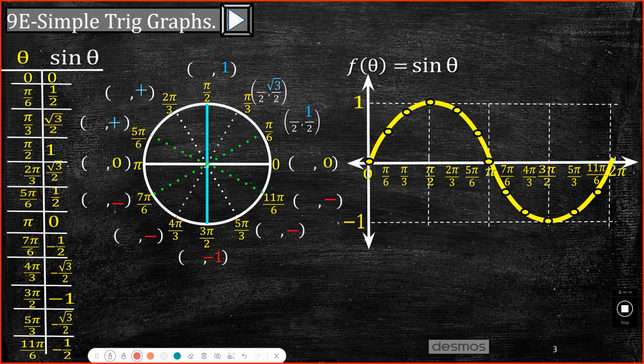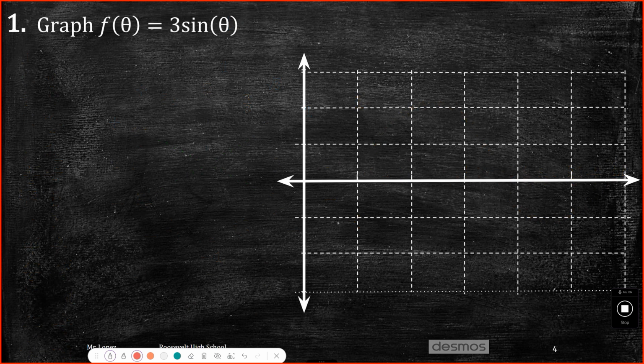Yes or no? Yeah. All right, let's go. Now we're going to do transformation to that parent function. Make another graph quickly. All right, let's go. Copy it down, everybody.